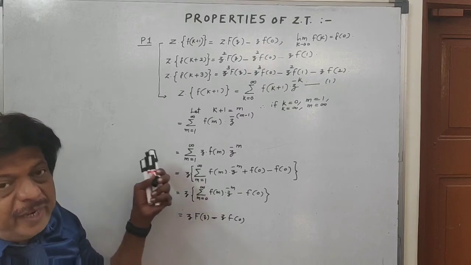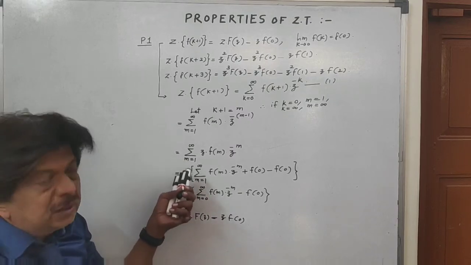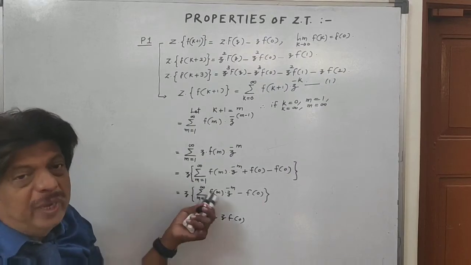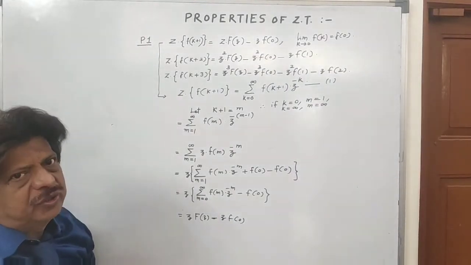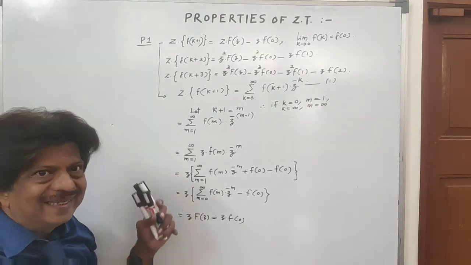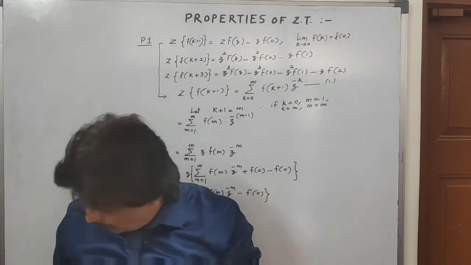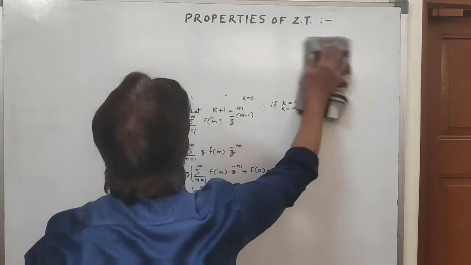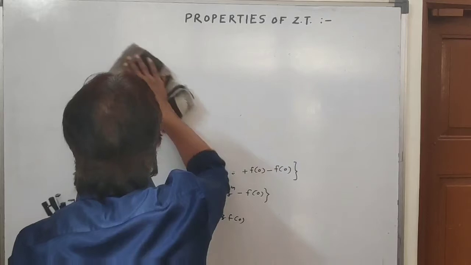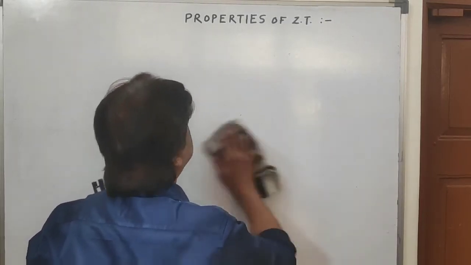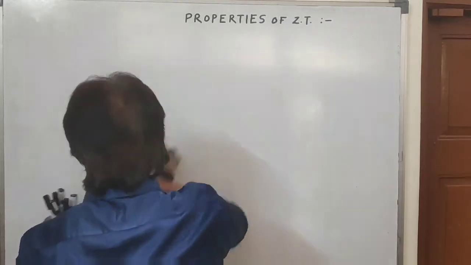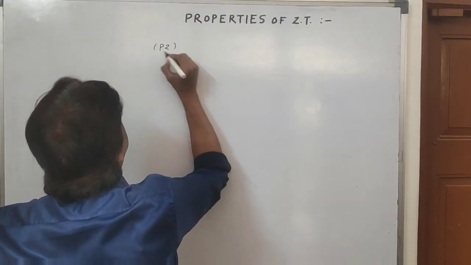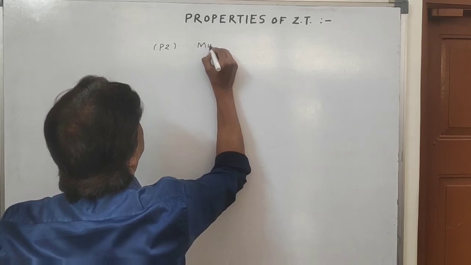Moreover, this is the fundamental most important property because it is most helpful in solving the difference equations by making use of Z transform. So, now second property. P2 is multiplication by K property.